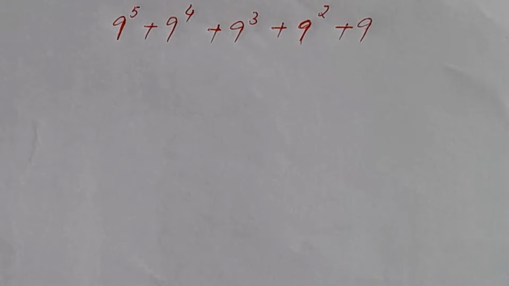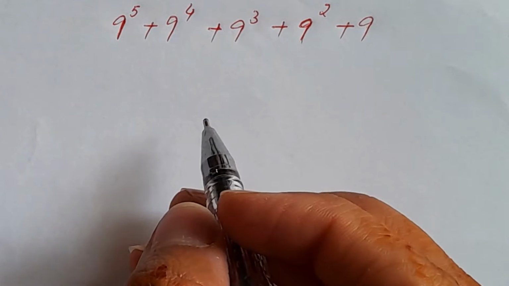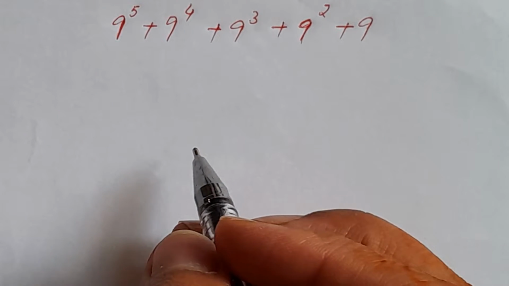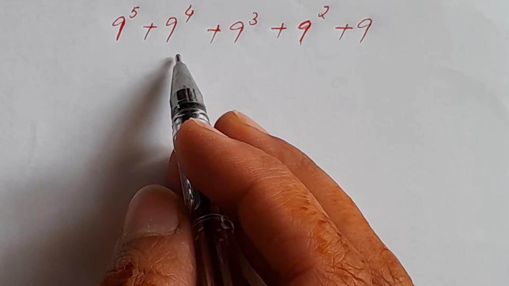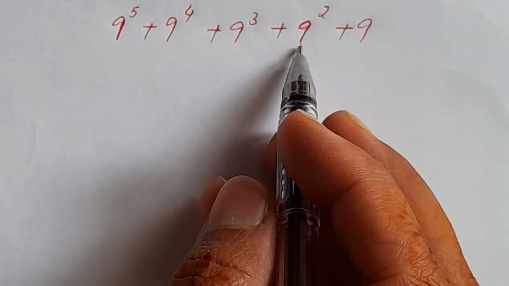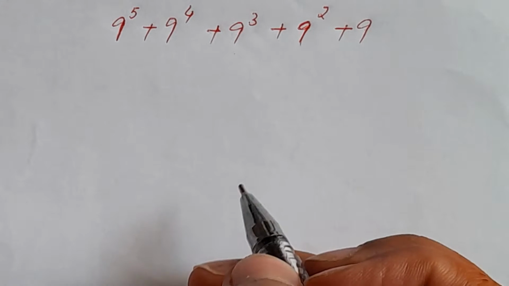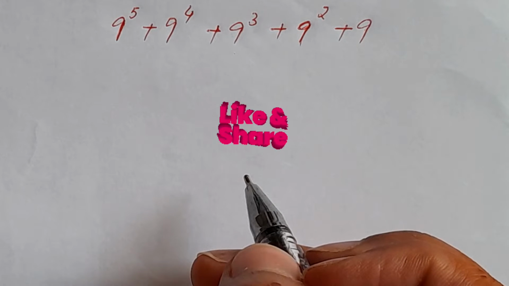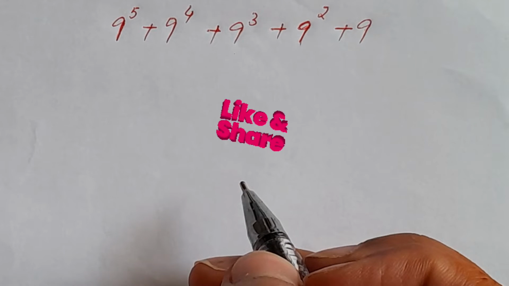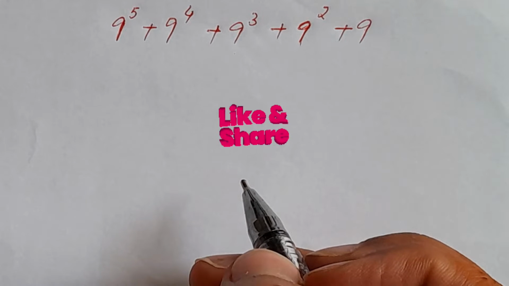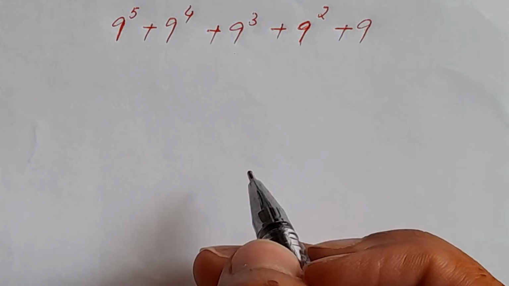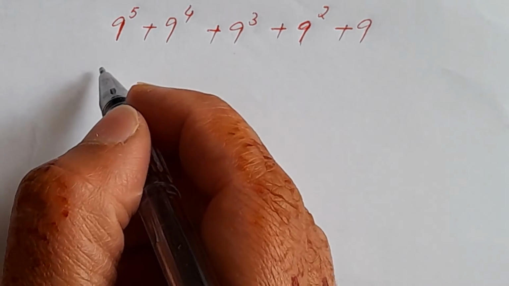Hope you're doing well. In this video we will solve this power problem. The problem is 9 to the power 5 plus 9 to the power 4 plus 9 to the power 3 plus 9 to the power 2 plus 9. We are going to find the value of this without using a calculator. It is a bit difficult to solve big powers, but we are going to split the powers and then simplify. Let's see the solution.